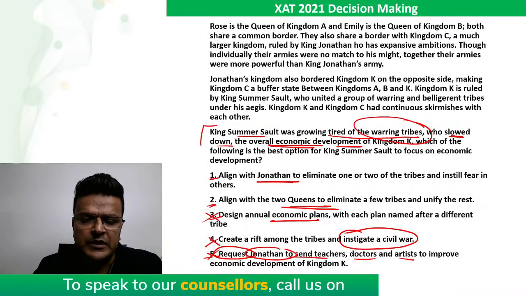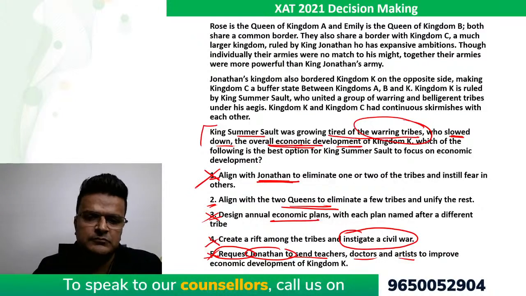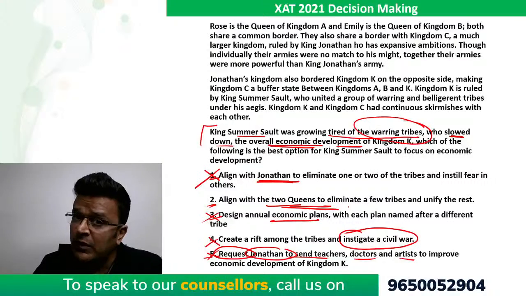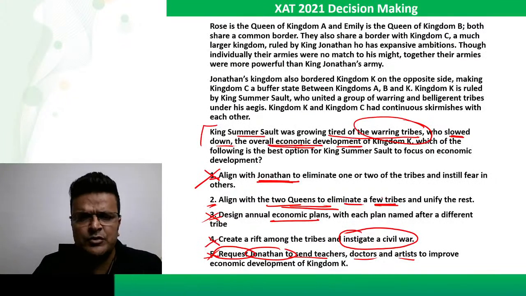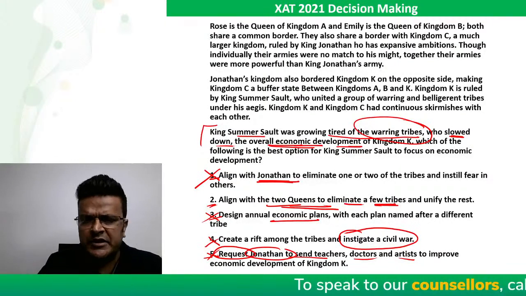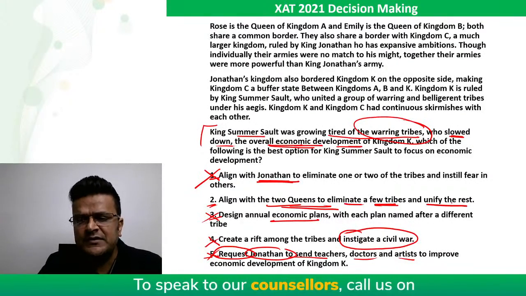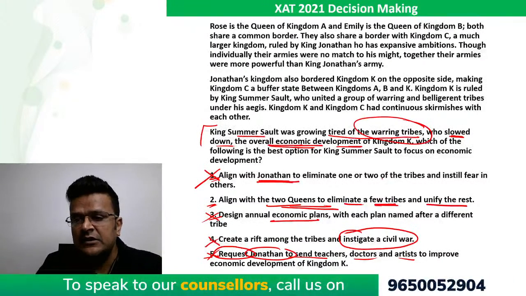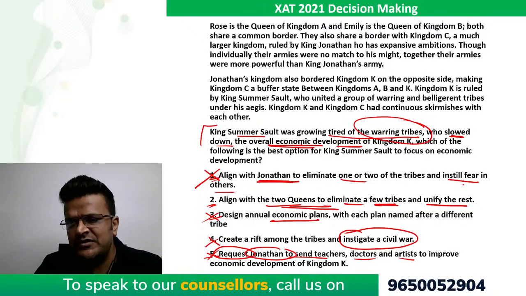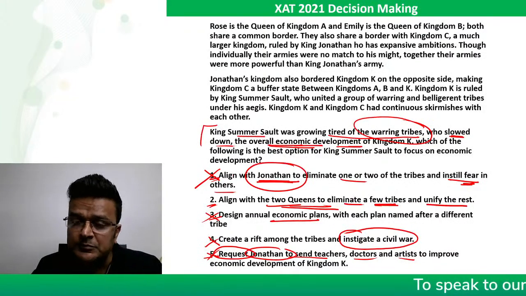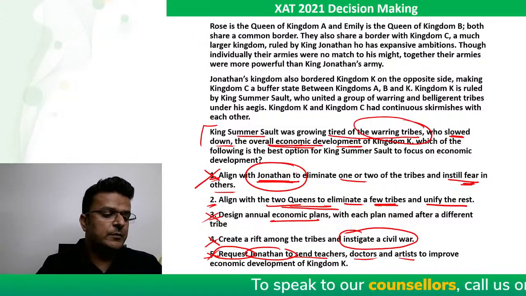Right? Now, align with Jonathan? Out of question. Align with two queens? Better choice. And what do you do after that? Eliminate a few tribes. Suppose some tribes are absolutely horrible in terms of not listening to the king. Eliminate them and unify the rest. Correct? You can also see in option 1, it says eliminate 1 or 2 tribes and instill fear in others. They might be scared today, but they can come back and fight with you again tomorrow. And Jonathan is the first problem already. So which one is the better choice?